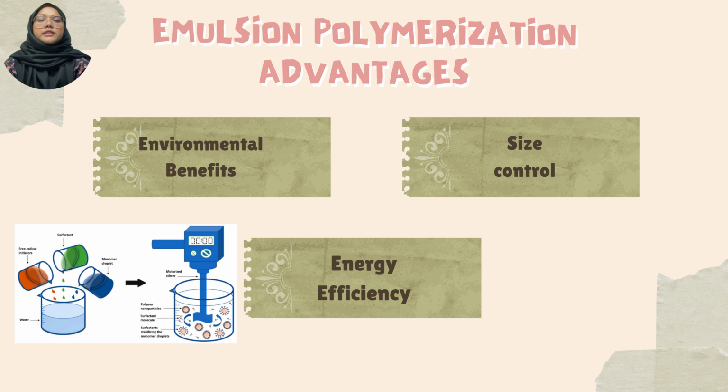So emulsion polymerization has its advantages, such as environmental benefits. It reduces reliance on organic solvents compared to traditional methods. Other than that, size control: it improves control over particle size for specialized polyethylene grades. Lastly, energy efficiency, with potentially lower energy cost due to heat dissipation in water.